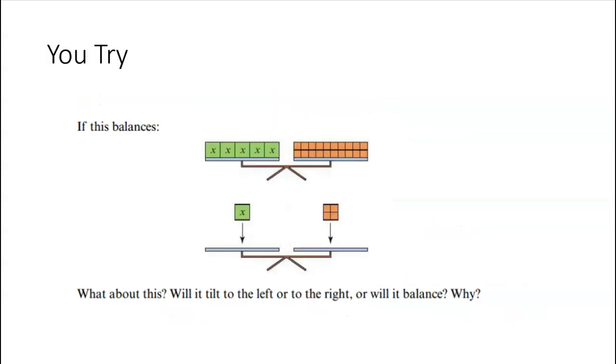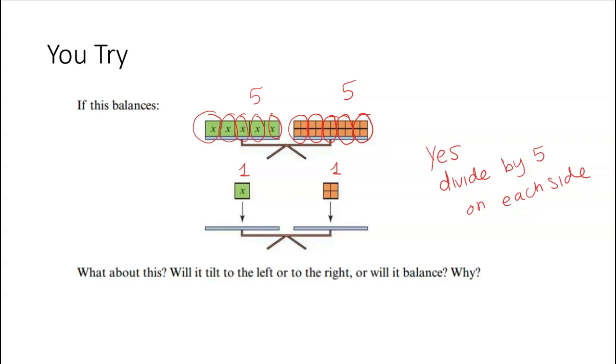So now you go ahead and give this a try. If this one balances, what about this? And explain your thinking. Press play when you're ready to see the solution. And there you go. We divided by 5 on each side, and because we did the same thing to each side of the balance, it will continue to balance.